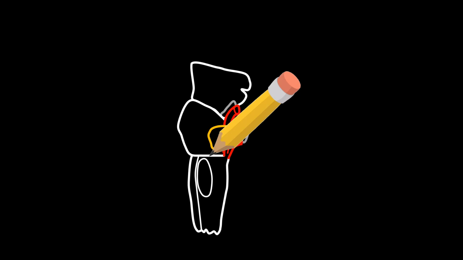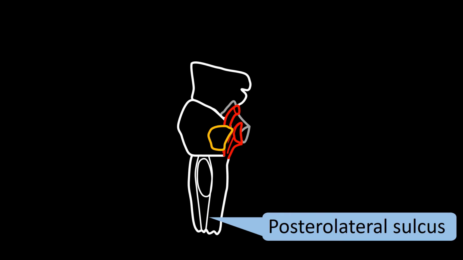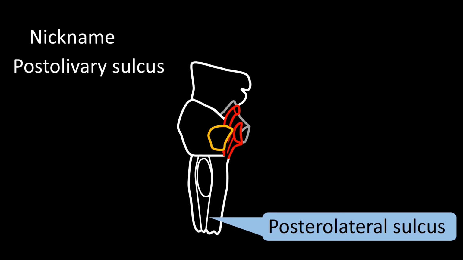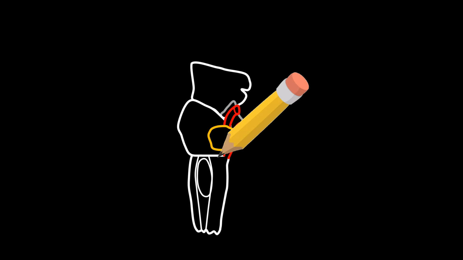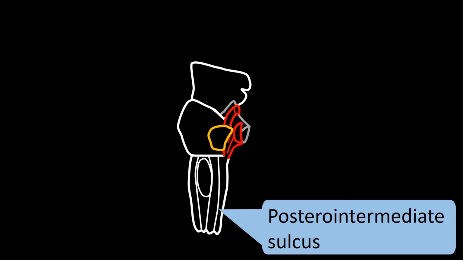Just behind the olive, still in the medulla oblongata, draw another line going down. This line represents the posterolateral sulcus, nicknamed the post-olivary sulcus. And a short distance behind, yet another line. This line is called the posterior intermediate sulcus.